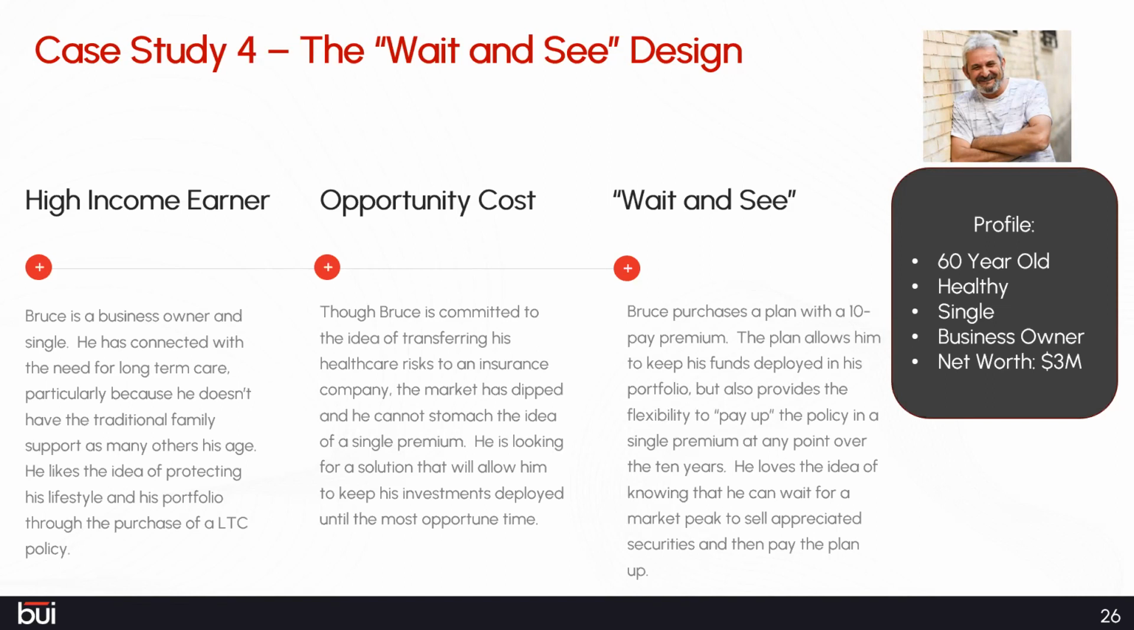And basically, rather than doing a single premium and having to sell assets when the market's down 20 or 30%, purchasing in a 10 pay, paying from income until he's more comfortable with market conditions and the market has appreciated, and then being able to tap into the portfolio to pay the premium off.